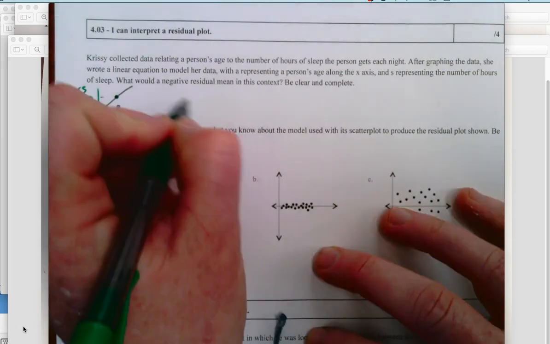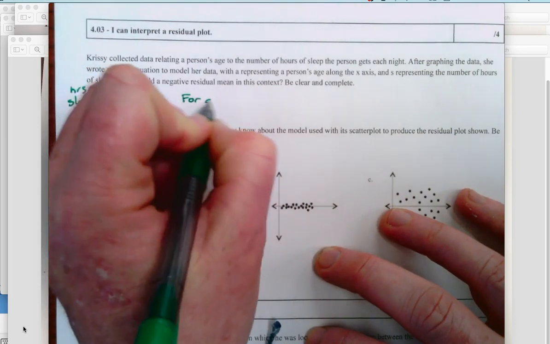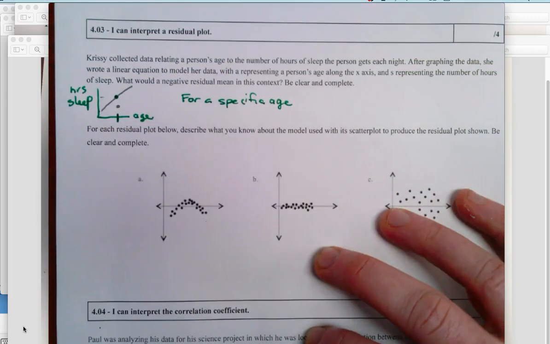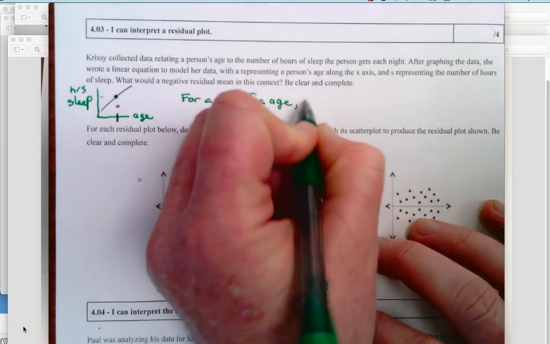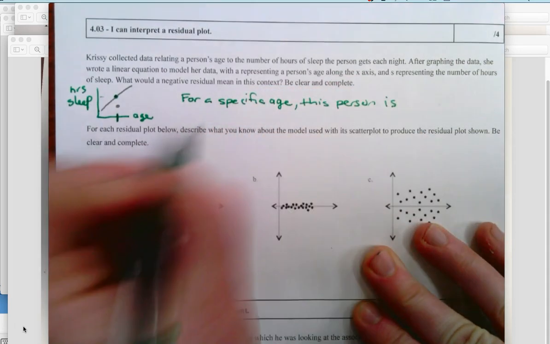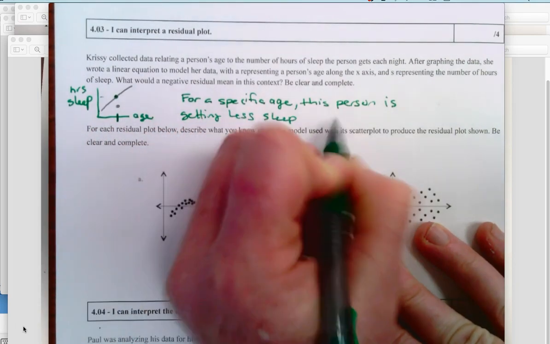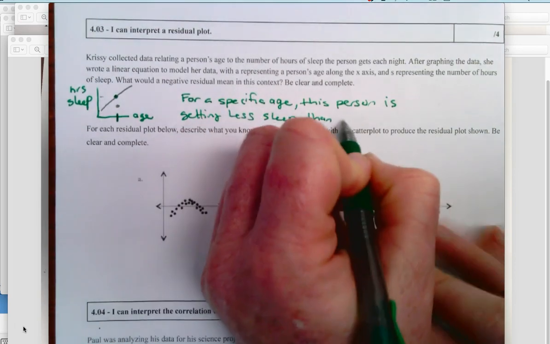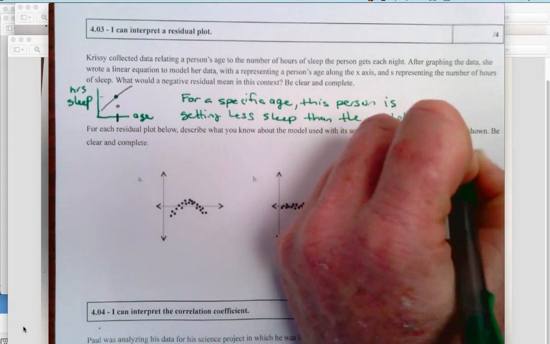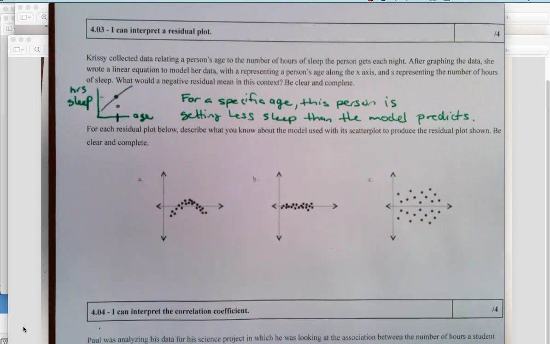Okay, so what would a negative residual mean? That for a specific age, okay, this person is getting less sleep than the model predicts. That's it. And if it was above the line, we'd be getting more sleep than the model predicts.